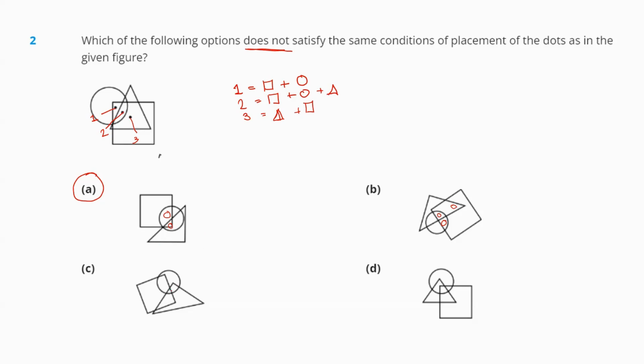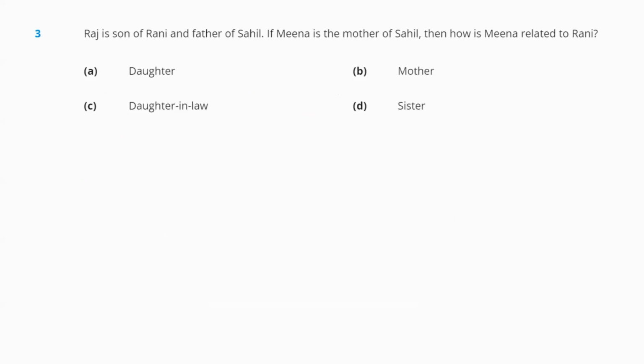Moving on to this option. Firstly, we want triangle, square and a circle. So first dot here, second dot here, and the third dot here. And in this, first we want square and a circle. So first dot here, second dot here, and third dot here. So the correct answer will be answer number A because it does not satisfy the condition. Moving on to the next question.